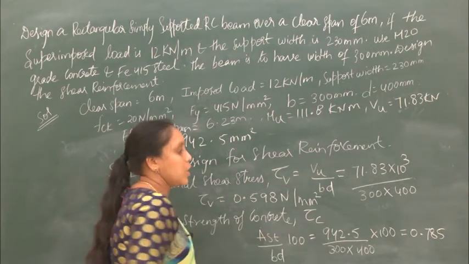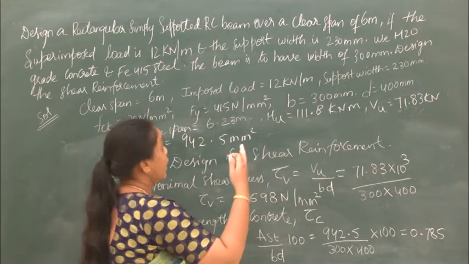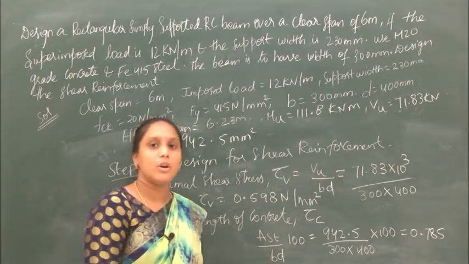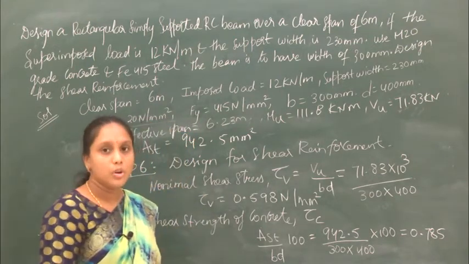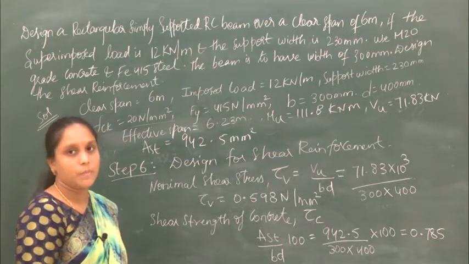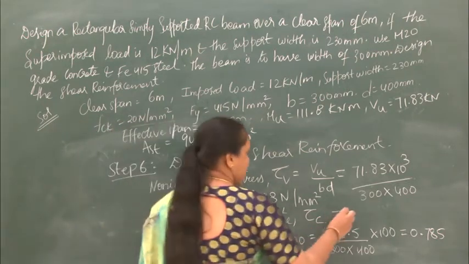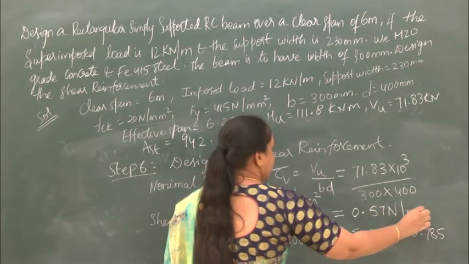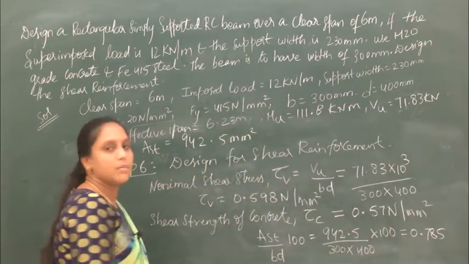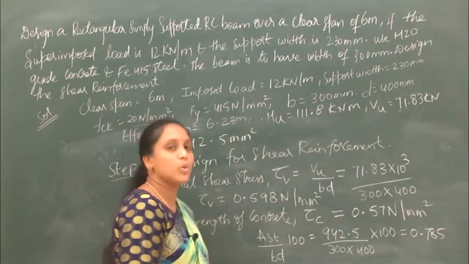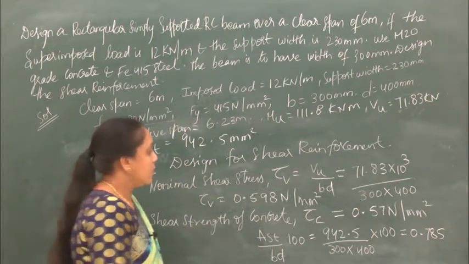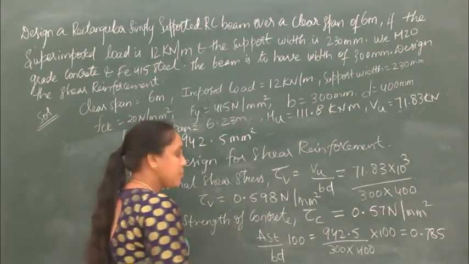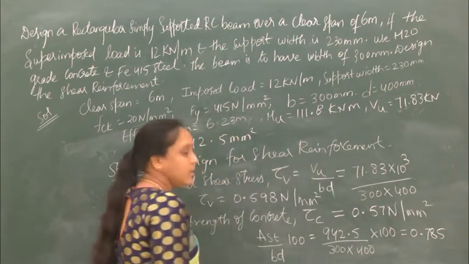So corresponding to this value of 0.785 and the grade of concrete. The grade of concrete is what? 20 Newton per mm square. From table 19 of IS 456-2000, you have to see the value of tau c. So if you do so, you will get a value of tau c as 0.57 Newton per mm square. If this particular value is not available, you have to take the before value and the after value, and go for the interpolation. So from that, you are going to get the shear strength of the concrete tau c as 0.57 Newton per mm square.